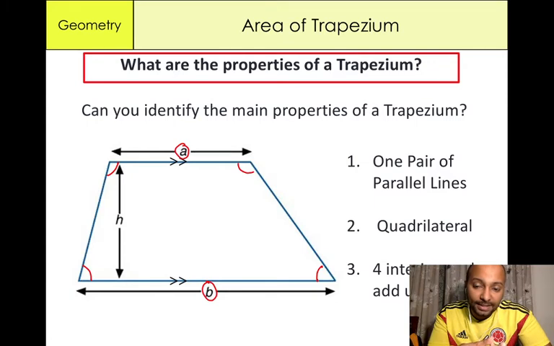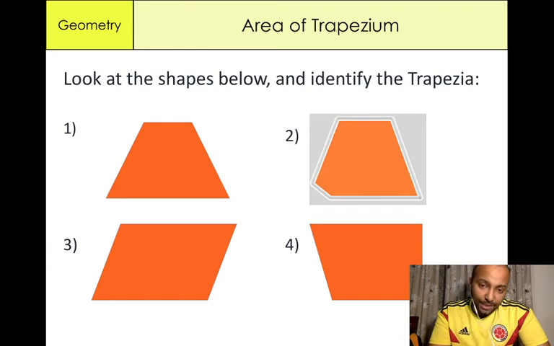So those are the three main points of a trapezium. The first: a trapezium has one pair of parallel lines. Second, it's a quadrilateral, so it needs to be a four-sided shape. The third is that the interior angles of the trapezium add up to 360. These are very important properties that you need to remember. Now let's have a look at these four shapes. We need to identify which of these is a trapezium and which isn't.